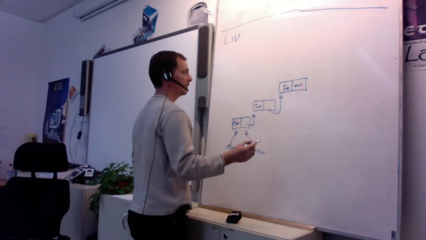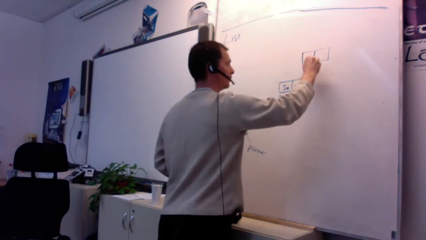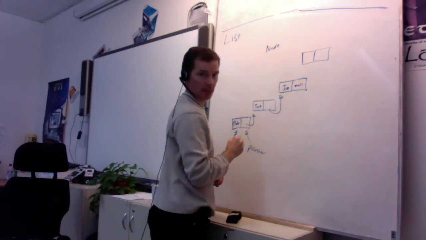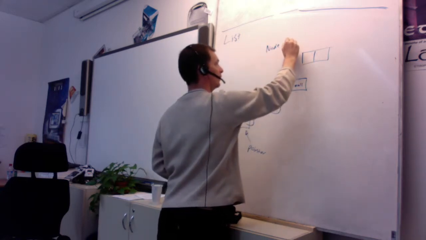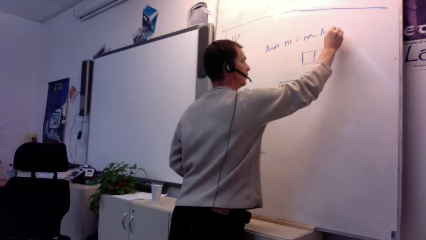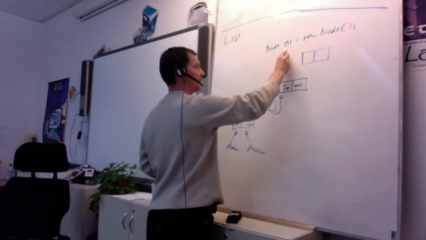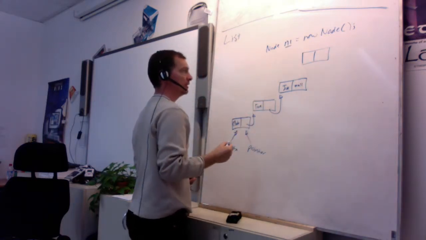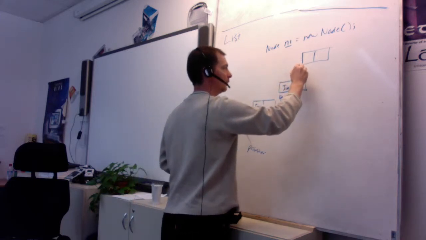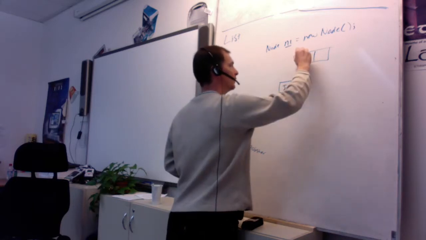So if we wanted to add one on here, we make ourselves a new node. We'll put it up here. We'll call this node N1, which is assigned a new node. Well, this is an object. And what is an object actually? Well, actually it's an address. It's right here. What's right there? Well, let's just call it ABC123.